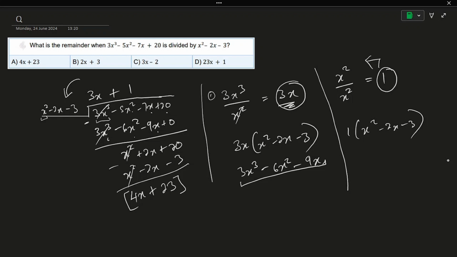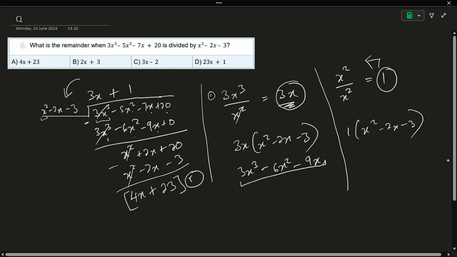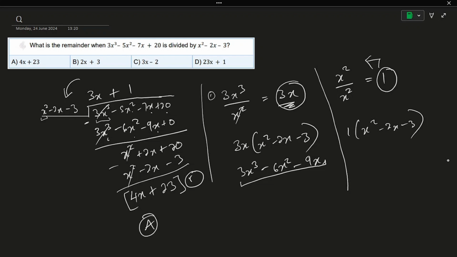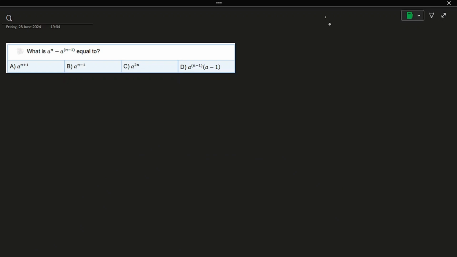So which means this is our remainder, and our answer in this case should be A. So let's move on to the next question. What is a to the power of n minus a to the power of n minus 1 equal to?